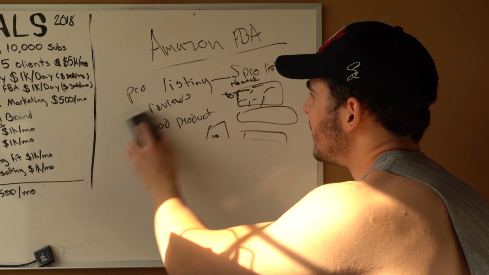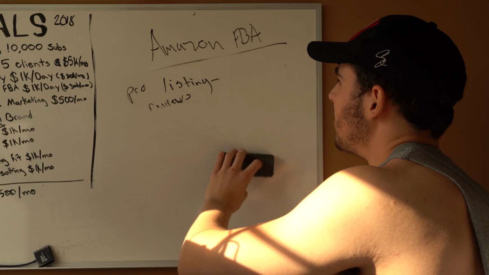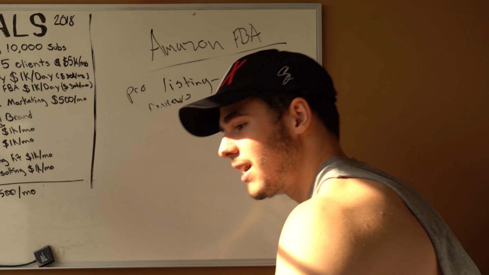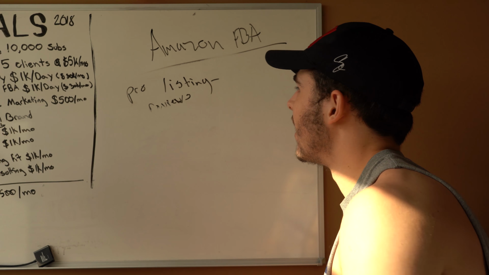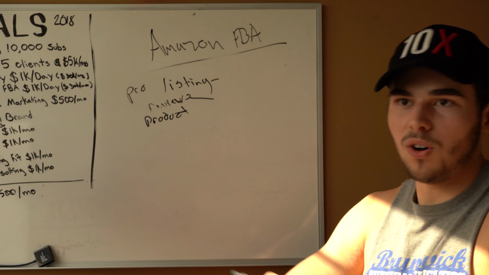So boom. All right, we got our oopsies. We got a pro listing. We got reviews to go over, and then we got the product. So how do you get reviews? There's a whole bunch of ways.